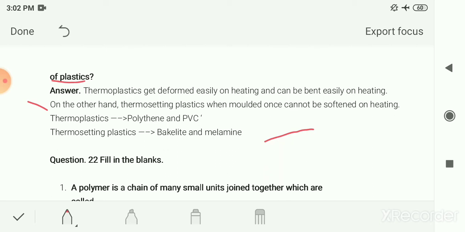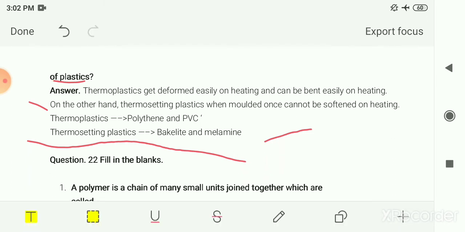And now the examples are given to you. The examples of thermoplastic are polythene and PVC, that is polyvinyl chloride. And the examples of thermosetting plastics are bakelite and melamine. We had already seen the uses of this kind of plastic.